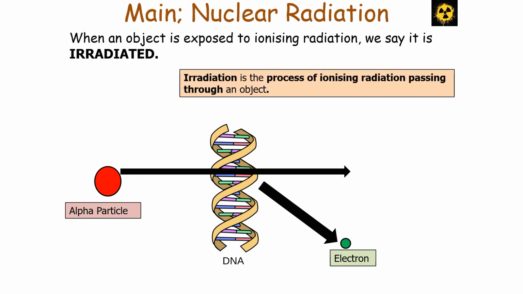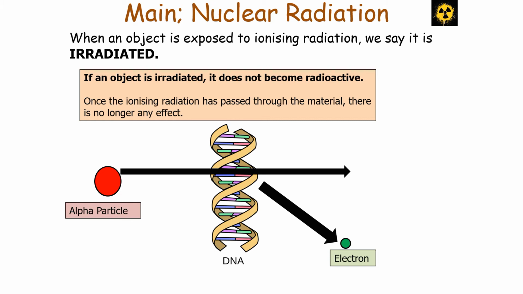Now, when an object is exposed to ionizing radiation, we say it is irradiated. Irradiation is the process of ionizing radiation passing through an object. So irradiation leads to the possibility of ionizing, mutation, and cancerous tumours developing. Now, examples of irradiation can include X-ray imaging and radiotherapy. Now, if an object is irradiated, it does not become radioactive itself. Once the ionizing radiation has passed through the material, there is no longer any effect.